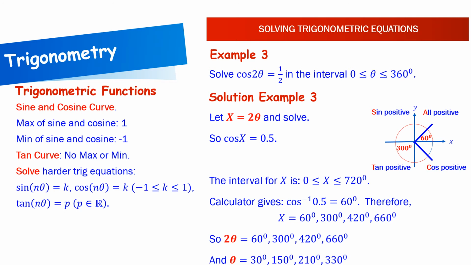And so dividing through by 2 gives us that theta equals 30 degrees, or 150 degrees, or 210 degrees, or 330 degrees.